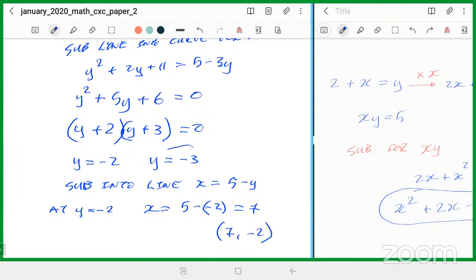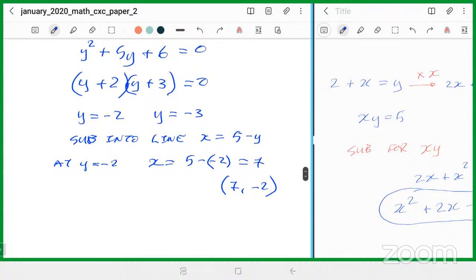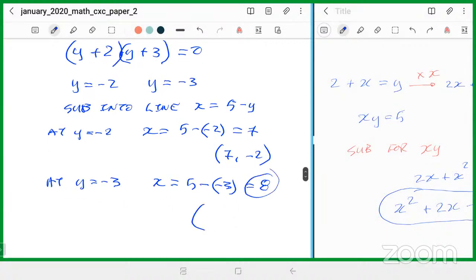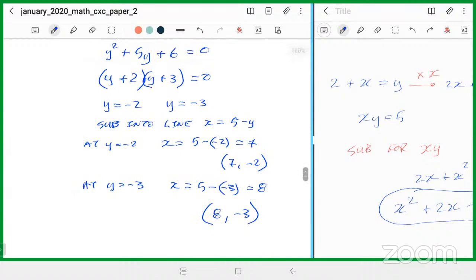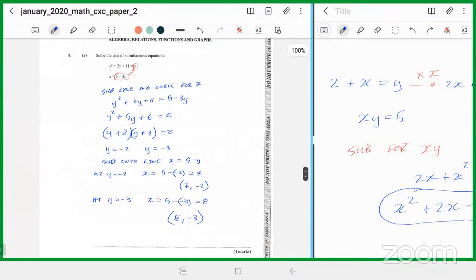One point. The other point is where y equals negative 3. All right. So we're going to say at y equals negative 3, substituting in this for the y right here, the x is going to be 5 minus negative 3. Again, this minus minus becomes a plus. This works out to be 8. And so the second point, I will put x value first again in the bracket, is 8, negative 3. That is it. I've solved those two equations simultaneously.